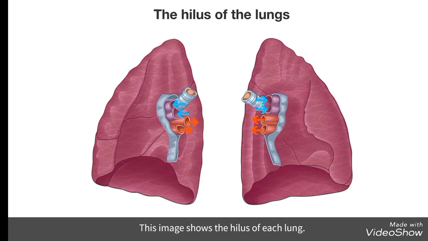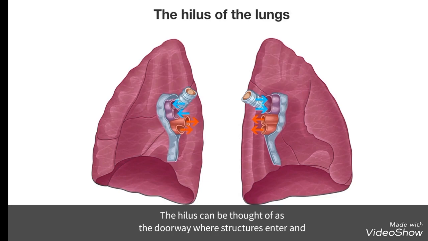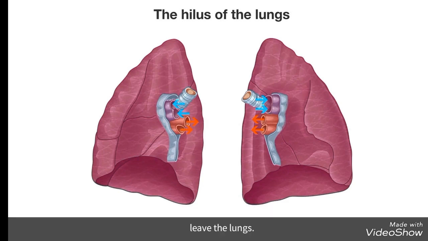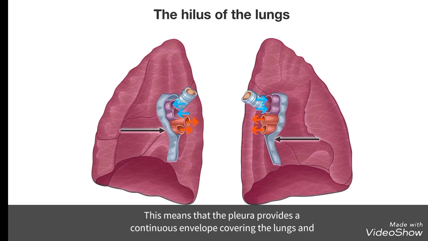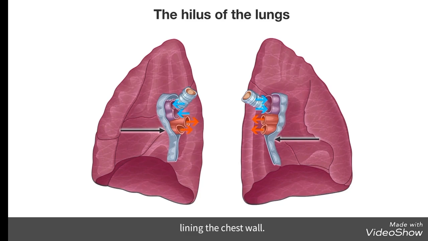This image shows the hilus of each lung. The hilus could be thought of as the doorway where structures enter and leave the lungs. It is also the location where the parietal pleura is reflected onto the lungs as a visceral pleura. This means that the pleura provides a continuous envelope covering the lungs and lining the chest wall.